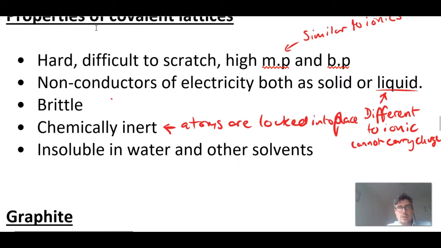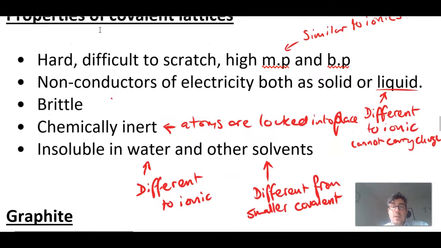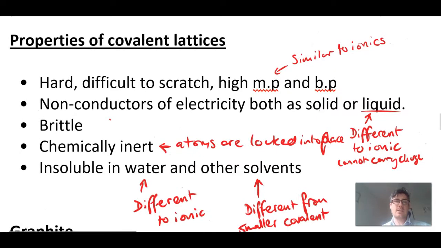Lastly, insoluble in water. So this one is definitely different from ionics. Okay, ionic substances love water. Most of them are soluble in water, whereas this is not. Okay, and other solvents, being organic solvents, things like acetone. Again, this is different from smaller covalent molecules. So small covalent molecules often are soluble in either water or in organic solvents, whereas this one is not. So because of the giant structure, they are all held together and they do not break apart to dissolve. Okay, so that's going through the basics of covalent lattices.